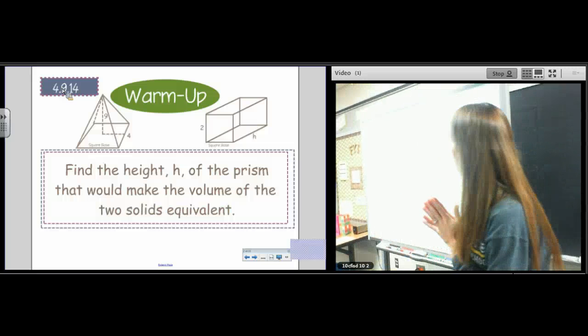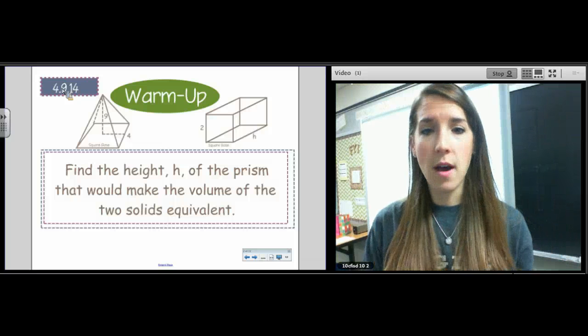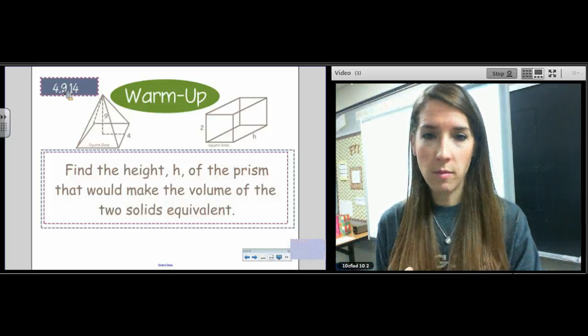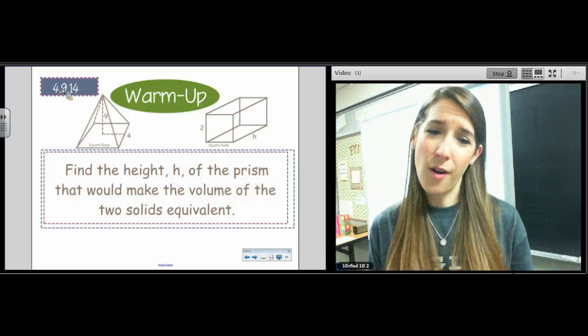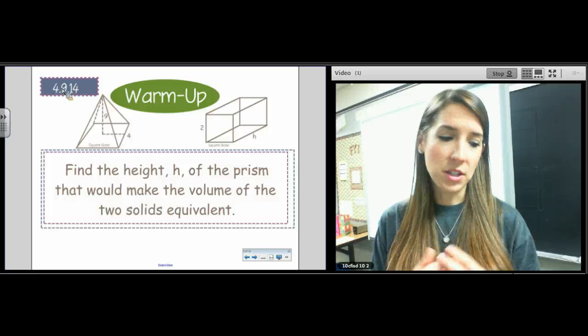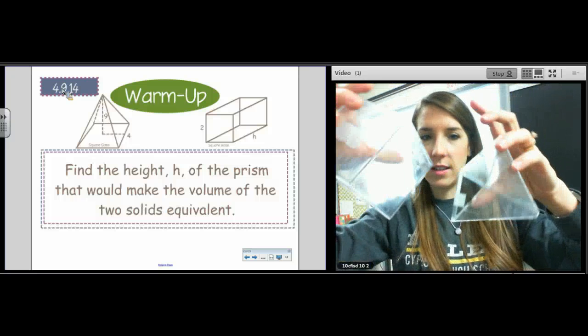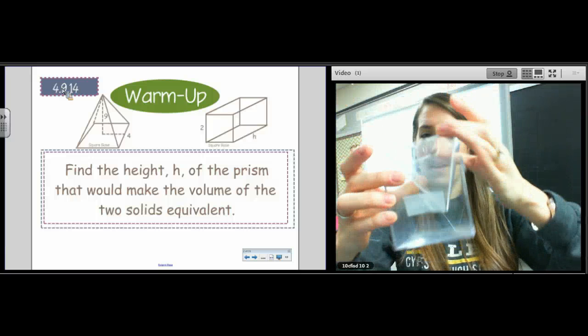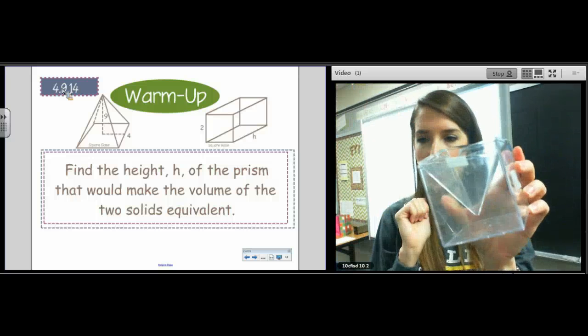So when we look at this warm-up, we're trying to find the volume. We're trying to compare the volume of a pyramid to the volume of a prism. So let's start by just writing down our volume formulas. Remember yesterday when I did the experiment with the water and the prism and the pyramid, how many pyramids fit into my prism?